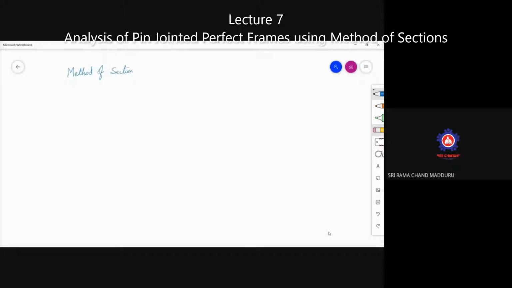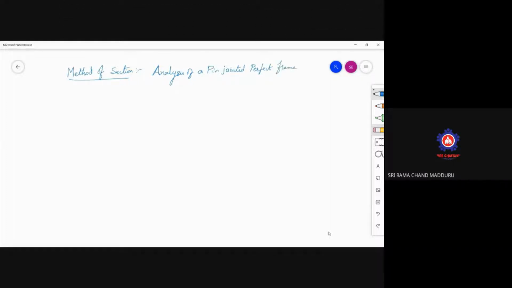All of you please keep studying analysis of a pin jointed perfect frame, analysis of a pin jointed perfect frame using method of sections. Just listen first. No need to write, just listen.